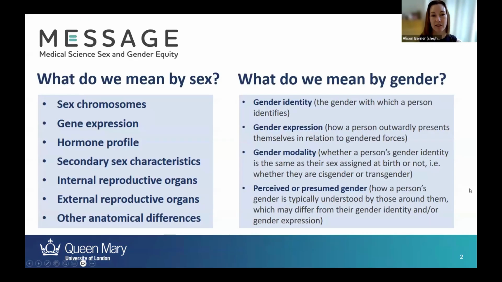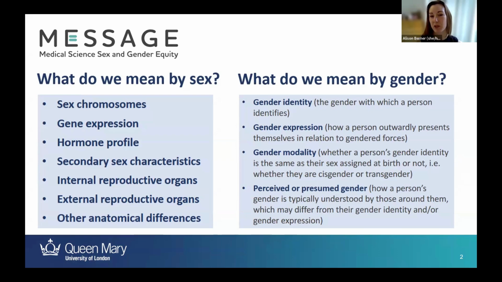So I'm going to bring you back to the definitions that were part of the MESSAGE project, which you've heard so much about. When we're talking about sex and gender, we're actually talking about a number of different variables, and we may need to consider these differently across the scope of the research that we do. When we talk about sex, we're talking about a variety of different sex characteristics, which may play different roles throughout the cancer continuum.